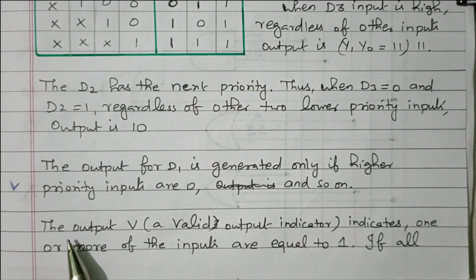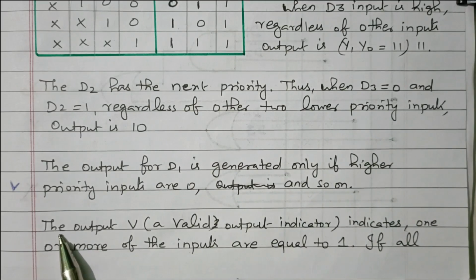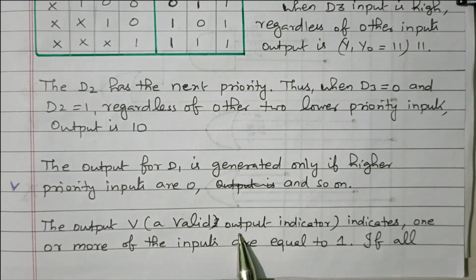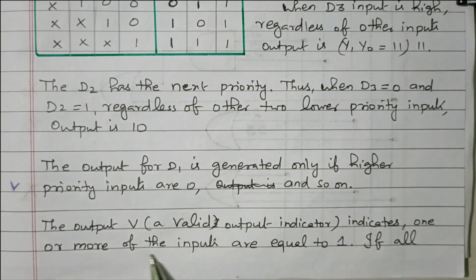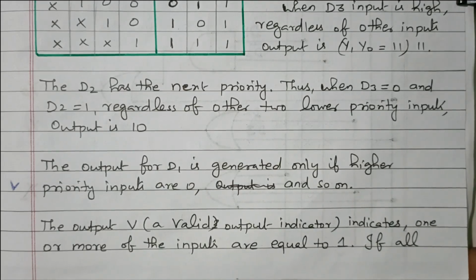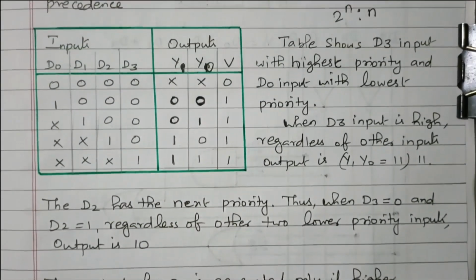So the output V, the valid output indicator, indicates that one or more inputs are equal to 1. If any one or two inputs are 1, it will give 1 as the output. If all are 0, it will give 0 output. So that we can verify at least any one is available at the input. Now we'll see the detailed truth table.